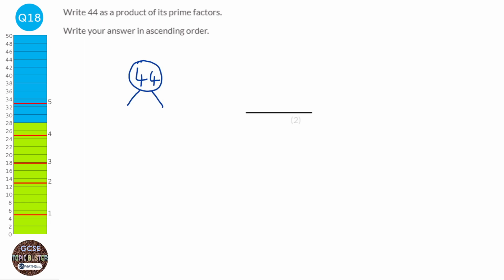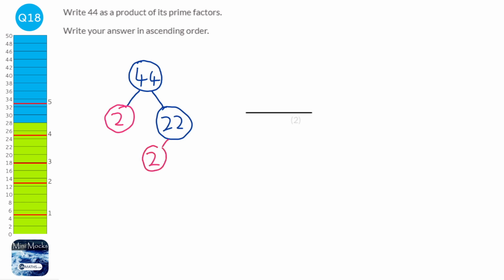Now, I always pick the smallest that I can on the left-hand side. Now, the smallest I can think of is 2. And so 2 times 22 is 44. And now we think about 22, and that's 2 times 11.